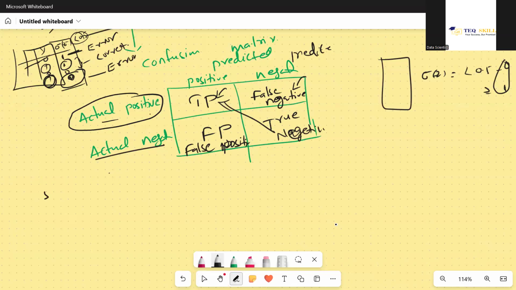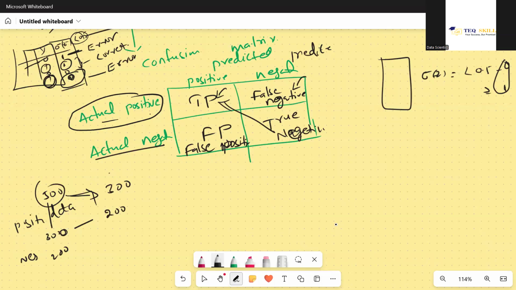In your data you have 500 data observations. Out of that, 300 are positives and 200 are negatives. These are the actual values. When predicting, out of the 300 positives you predicted only 200 as positives, so true positives are 200. The rest, 100, are actually positive but you predicted as negative, so they belong to false negatives.